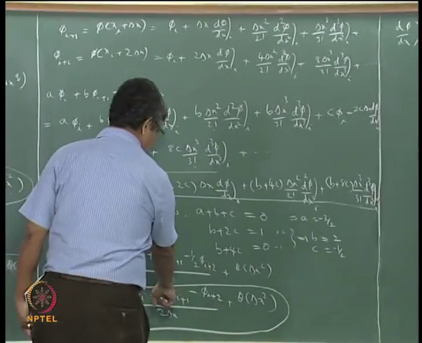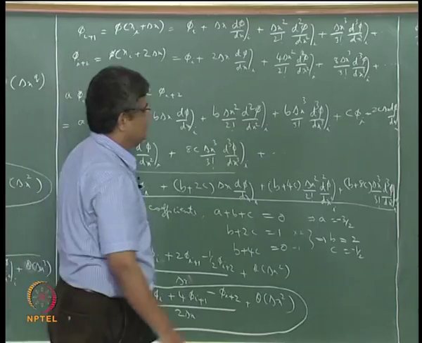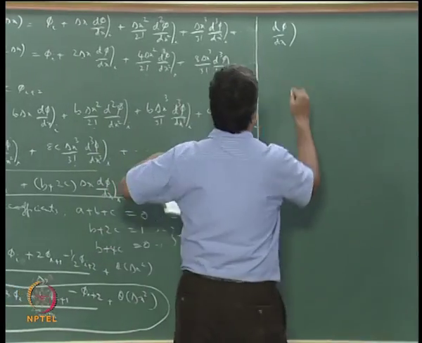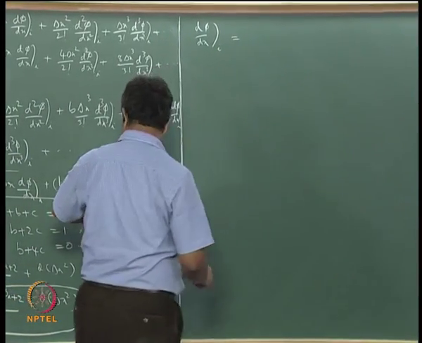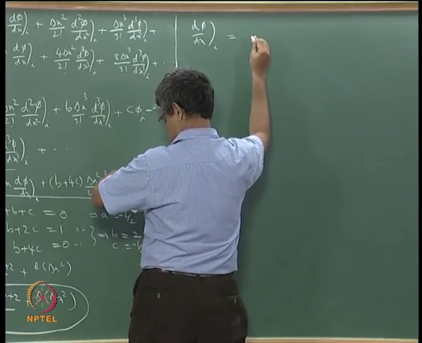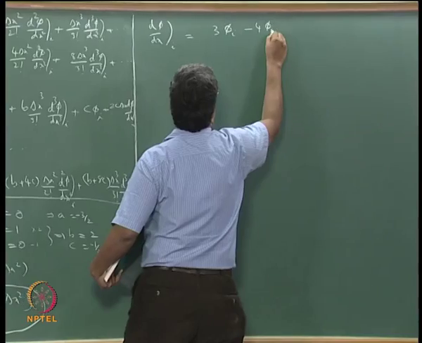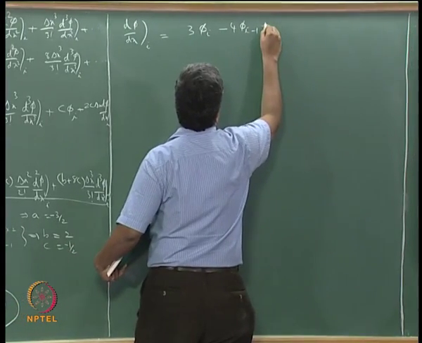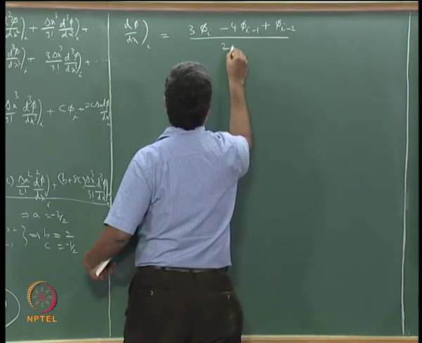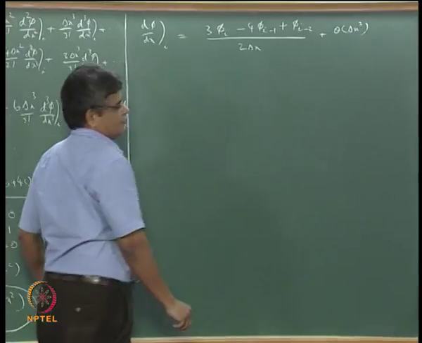We have here a forward differencing second order accurate formula for the first derivative, which can be useful at one extreme. We can also write a backward differencing formula of second order accuracy for the first derivative, and this will be 3 phi I minus 4 phi I minus 1 plus phi I minus 2 divided by 2 delta x, and this is second order accurate.